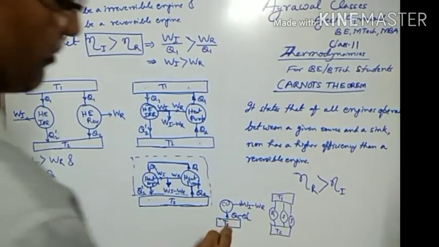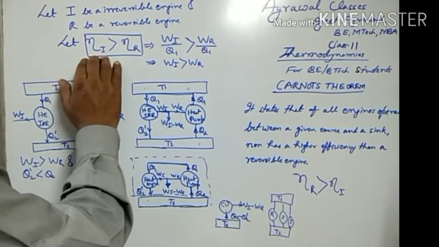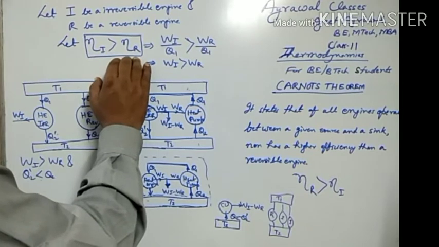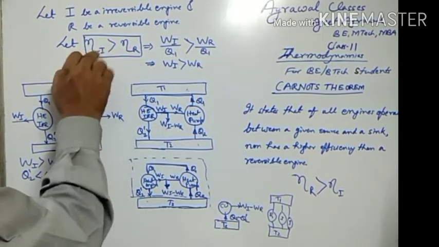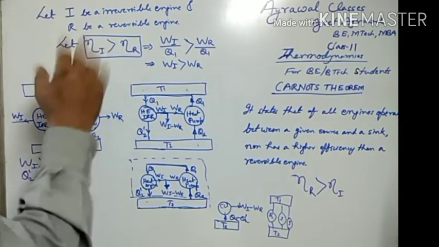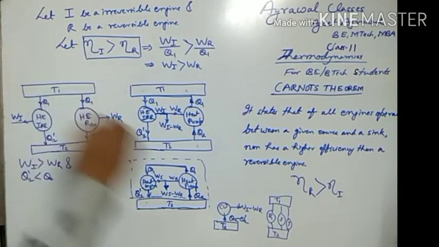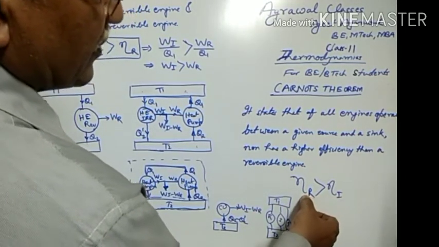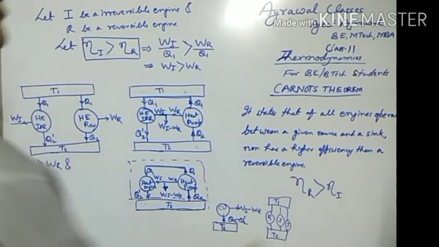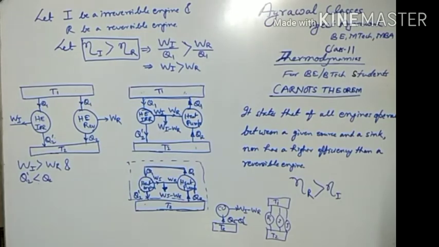The maximum it will be 0. That means the efficiency of the irreversible engine is equal to the efficiency of the reversible engine. But when it becomes 0, this irreversible engine will also become reversible. Otherwise, the efficiency of the irreversible engine is lower than the efficiency of the reversible engine. That is the Carnot theorem, and we can prove it this way.